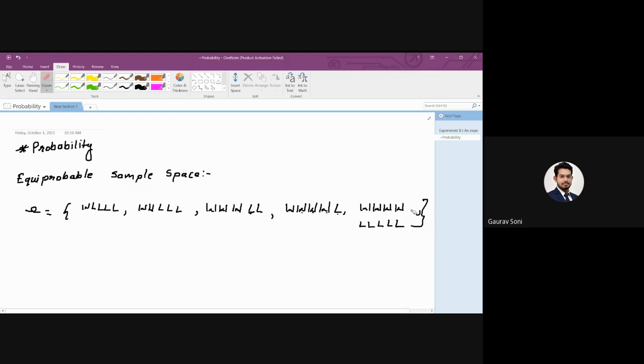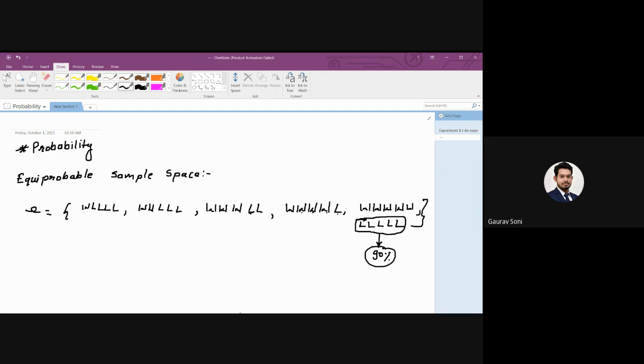I hope the sample space is clear to you now. But what is the probability? Whose probability is the highest of all these sample points? All losses. All losses is having the highest probability. You can even consider the occurrence of this sample point to be say 90%.